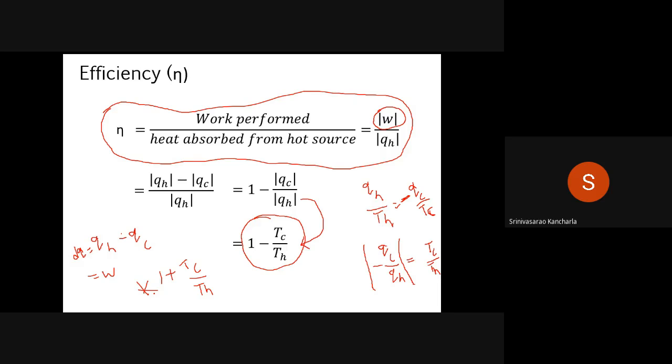There are often questions asked from the Carnot cycle in terms of its efficiency. So please note down these equations. They are very useful for you in calculating the efficiency of a working engine.